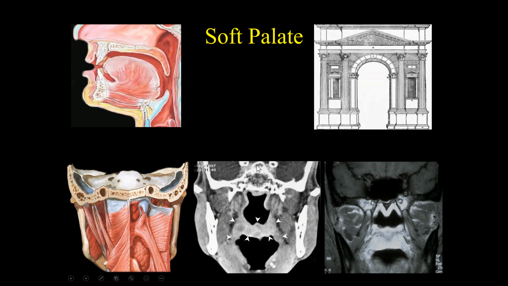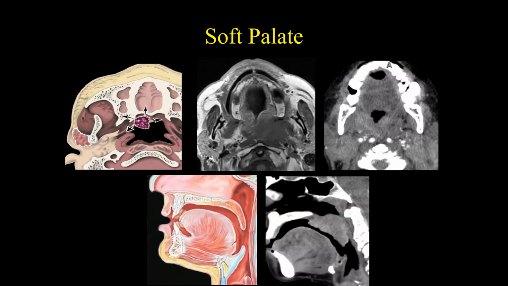So anytime that you evaluate the soft palate, you should always evaluate it in the coronal plane. In the midline, the middle image shows a nice CT reconstruction of a large soft palate carcinoma. And on the right, this is a contrast enhanced T1 weighted image with fat suppression demonstrating a soft palate carcinoma. This schematic illustration demonstrates the potential spread patterns of a soft palate carcinoma.